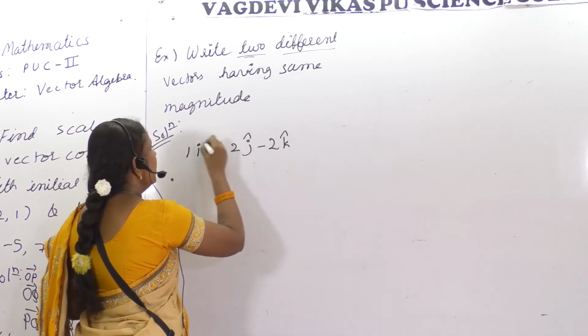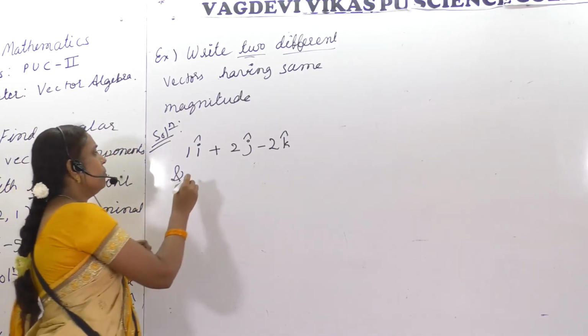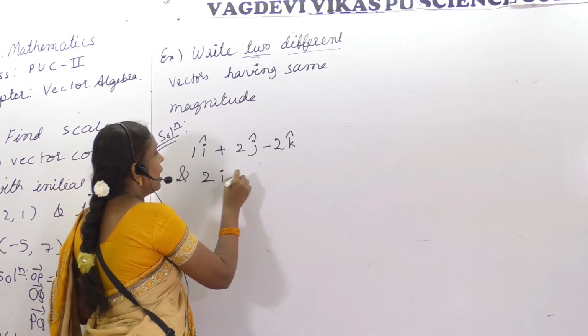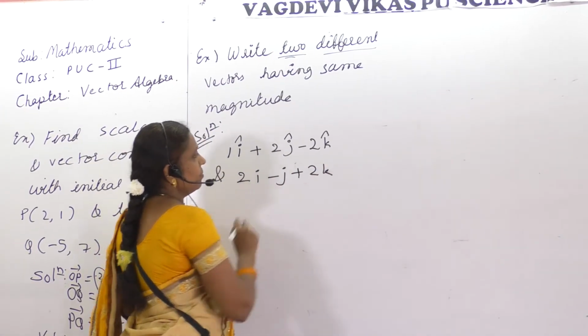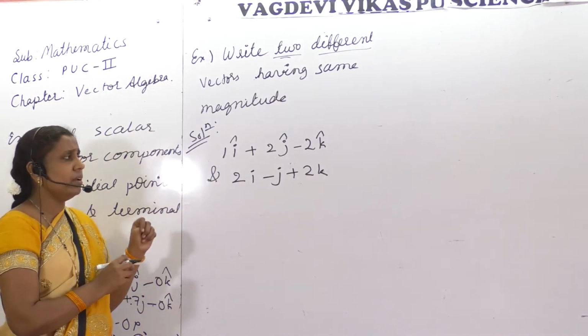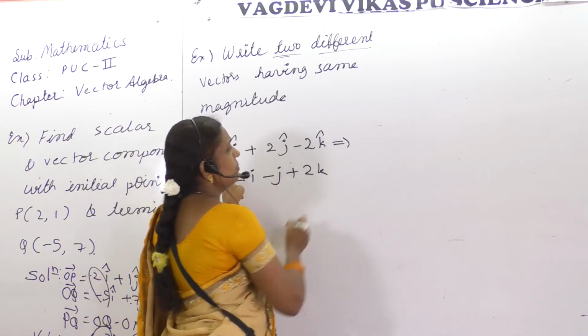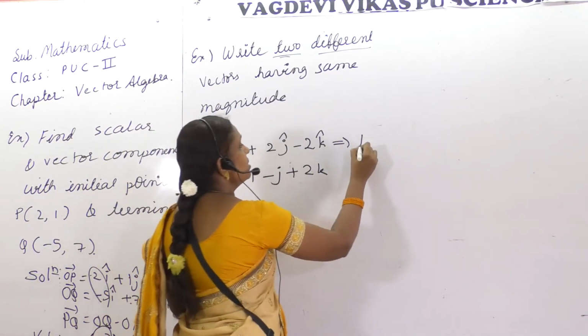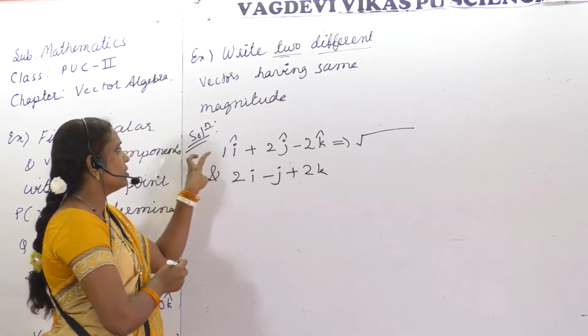So this is one vector, and one more. What will I take? 2i minus j plus 2k I will take. So these will be two different vectors which are giving the same magnitude. What will be the magnitude in this case? You tell me. Magnitude is the modulus of that vector.